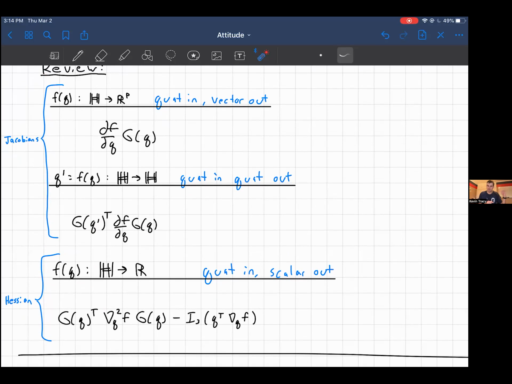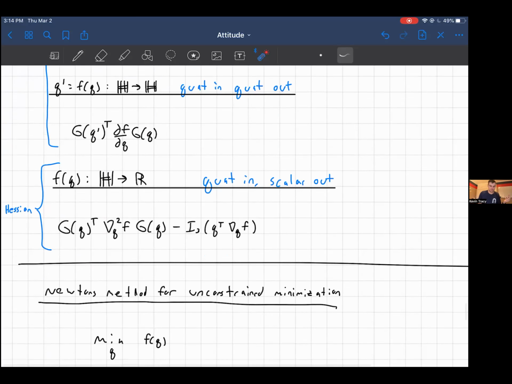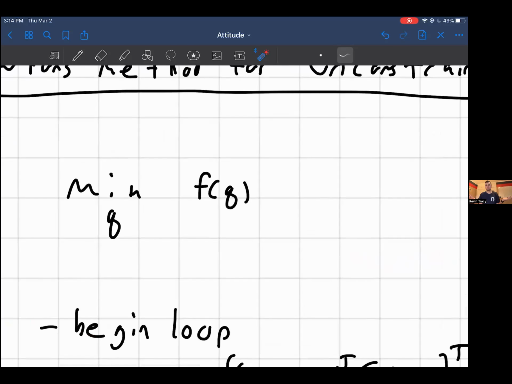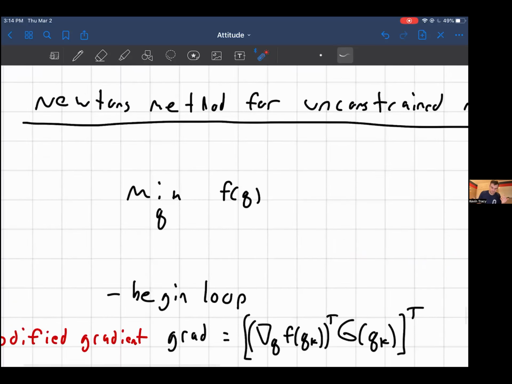Now I'll look at what happens if we wanted to do optimization, like unconstrained optimization over some function. How do we do that? If I want to minimize over quaternions some scalar cost function f of q, I can use Newton's method and I can use all the tools I just described above.